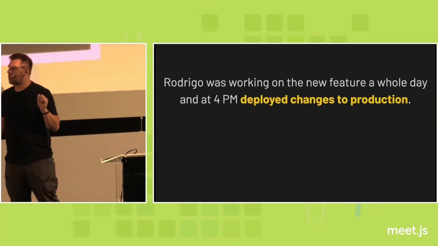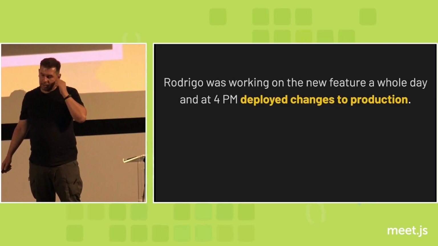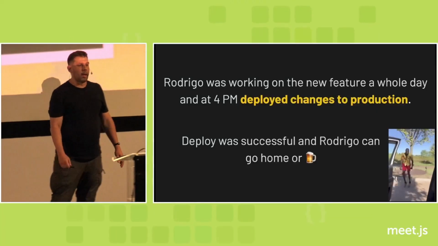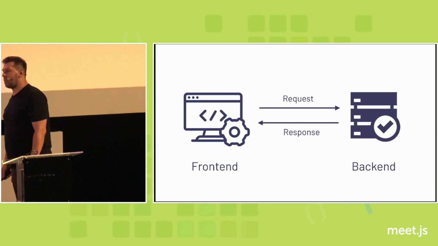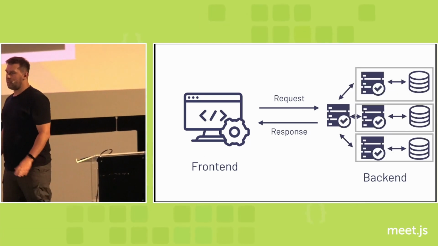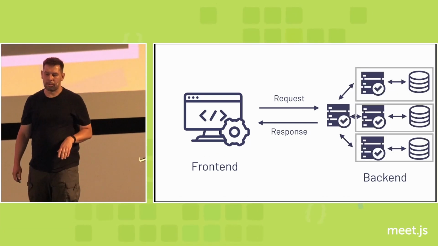Rodrigo is working until the end of the day, and he deployed changes to production. So everything went smoothly, and Rodrigo can go home or do different things. So basically we always have a front end and a back end, but in this situation the back end is more complicated. We have many microservices.